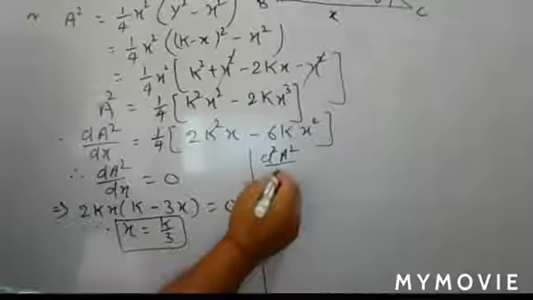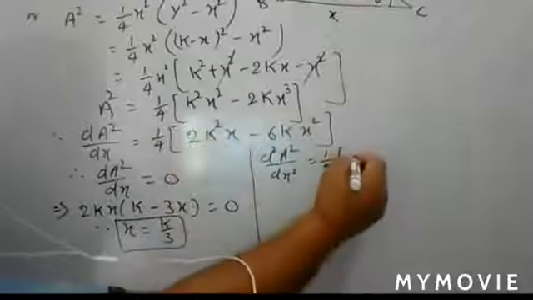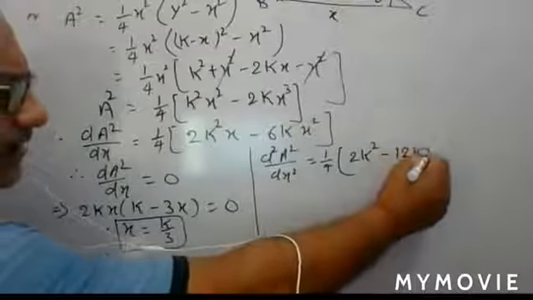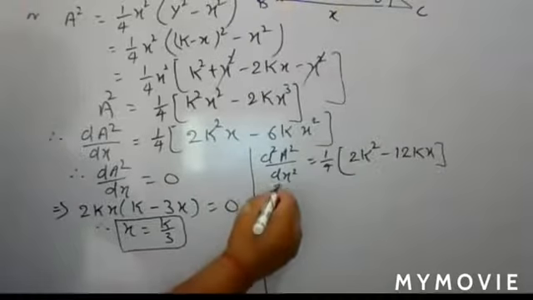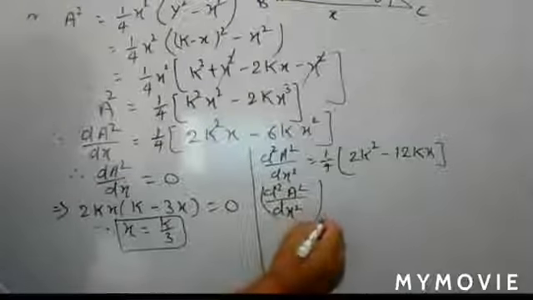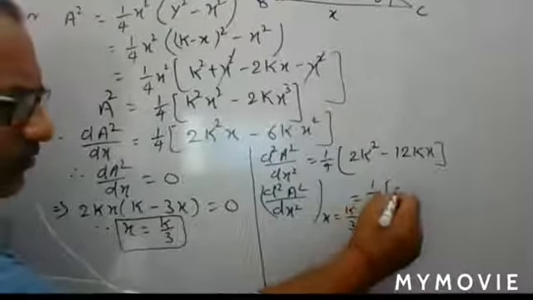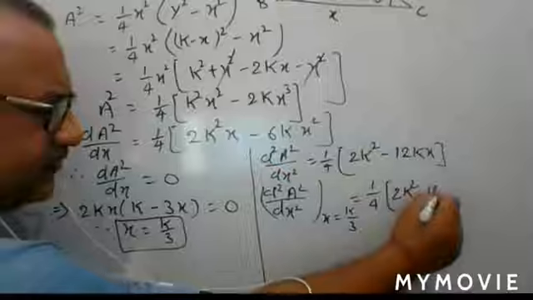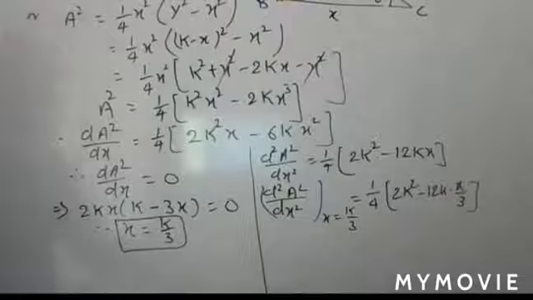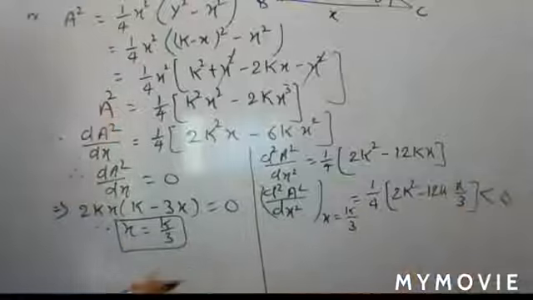You take its second derivative, d2A square by dx2. That is equal to 1 upon 4 into, differentiate it, 2k square minus 12kx. Now find the value of the second derivative at the point x is equal to k by 3. So you have 1 by 4 into 2k square minus 12k into k by 3, and you see that this complete quantity is less than 0.